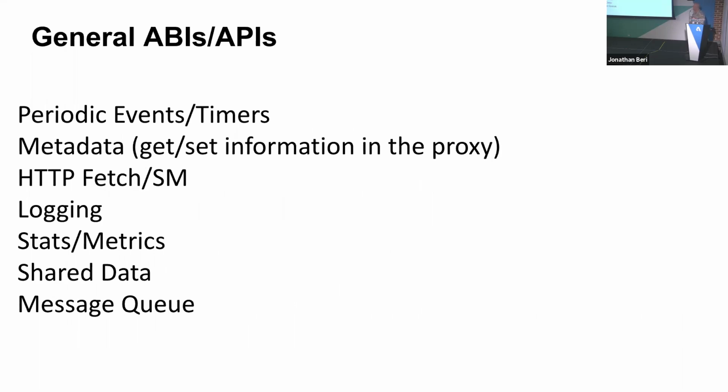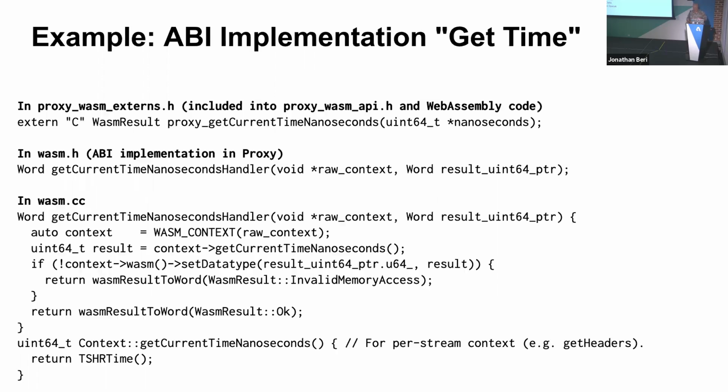So the kind of APIs that we support are periodic events, getting and setting metadata, HTTP and gRPC fetch, remotely. These are higher level interfaces, but they're generally useful. Logging that plugs directly into whatever logging system is conventional in the language. So in C++, that's going to be standard error, standard out, and in Rust, it's going to be the built-in log functions. And then statistics, shared data, and message queues.